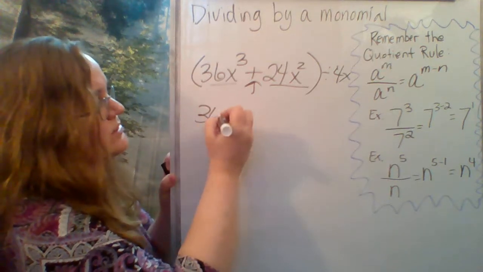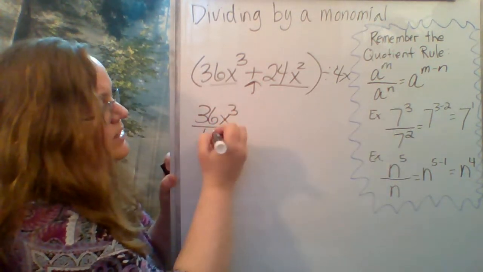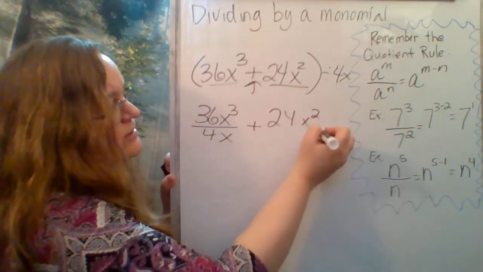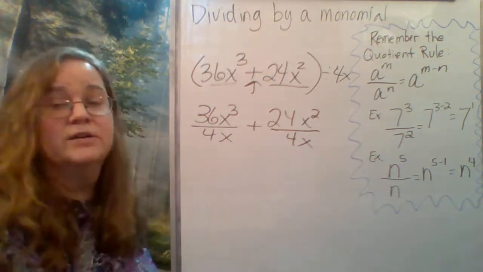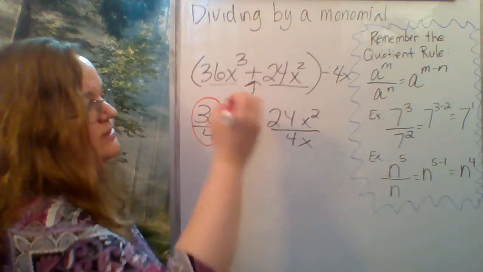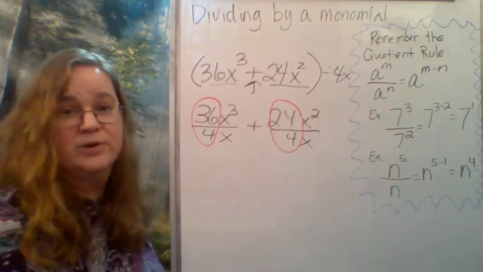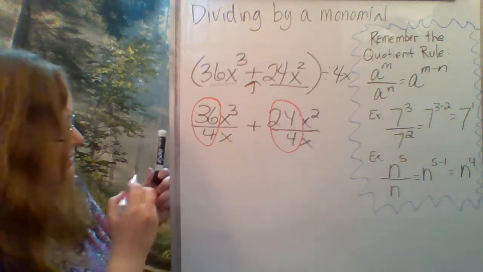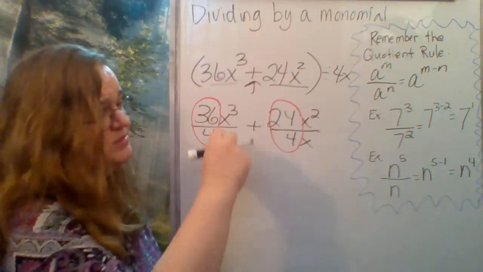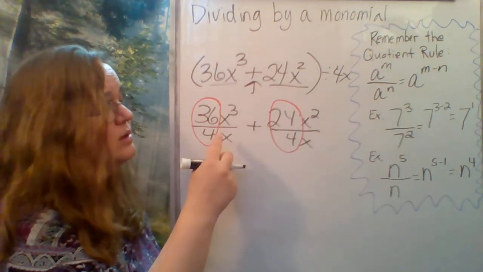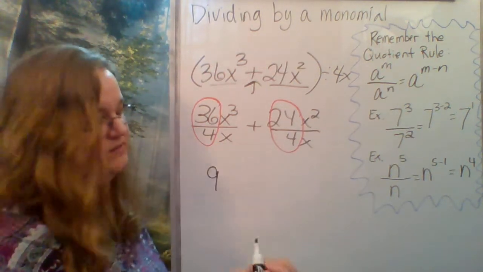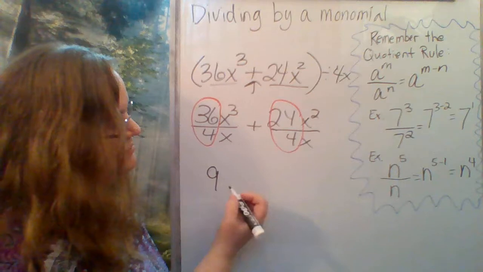So I can think of it as 36x to the third divided by 4x plus 24x squared divided by 4x. And so as I'm looking at this, the same process. I'm going to start by simplifying this right here. Okay, so 36 divided by 4 is 9. And by the way, sometimes you have problems where you don't have coefficients to deal with, or they might not simplify and you can just leave it. Like if I have 5 halves, I'm just going to leave it as 5 halves because it doesn't simplify. And that would be perfectly fine.